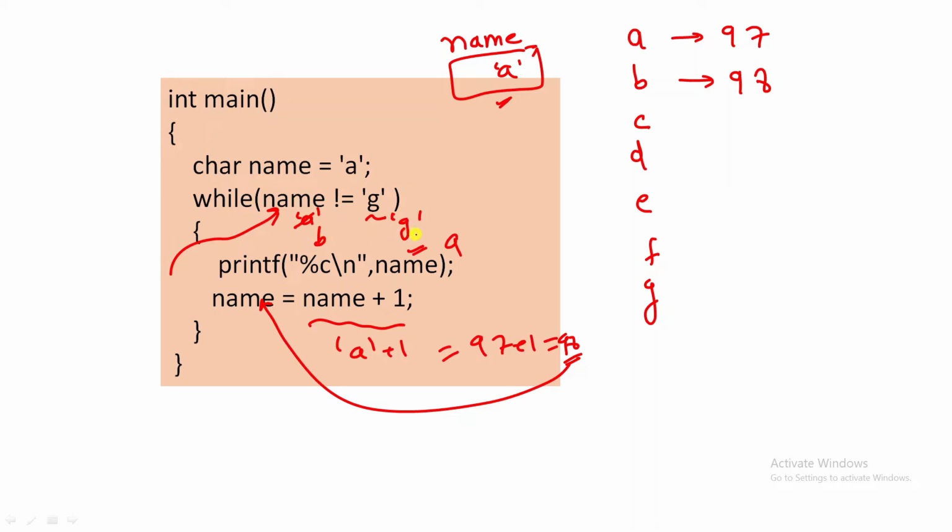'b' is not equal to 'g', yes. So we will print 'b' also in the character form, right? And then that name, that is 'b', will be updated. 'b' plus 1 means the ASCII value of 'b', that is 98, so 98 plus 1 is 99. Basically, this is the ASCII value of 'c'. In the same way, we will go here and again compare 'c' is not equal to 'g', and so on till 'f'. And when 'f' plus 1 becomes 'g', then we will come here, 'g' is not equal to 'g', it will be false. So we will stop and we will not print 'g'. In this way the output was coming a to f, right? So we can use the characters also.